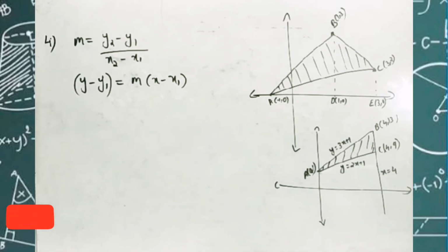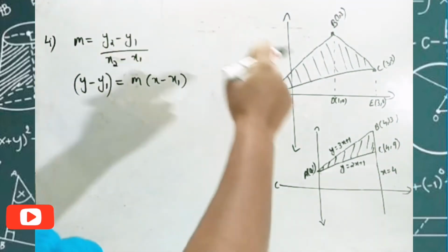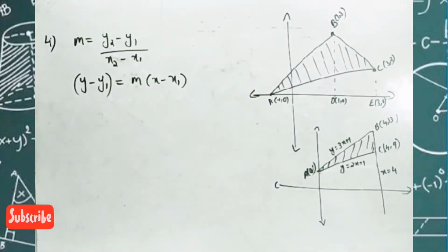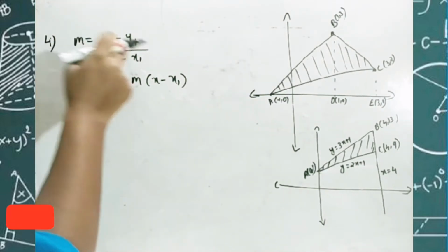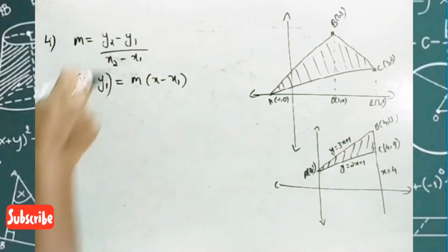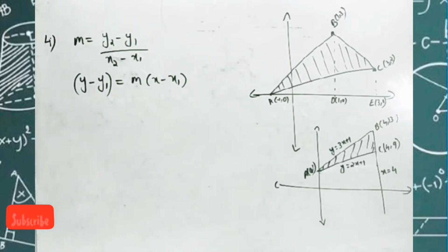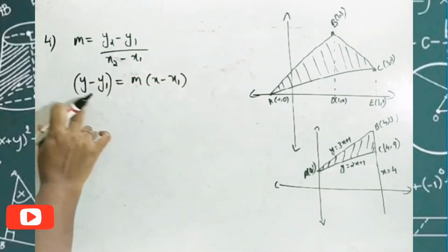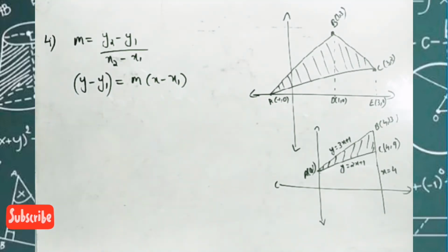For that, first we need to find the equation of the lines AB, BC and AC. For that, we will use these two formulas. The slope of the line joining the points x1, y1 and x2, y2 is m equals y2 minus y1 divided by x2 minus x1. And the equation of the line is y minus y1 equals m into x minus x1.